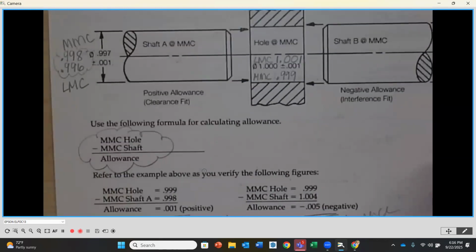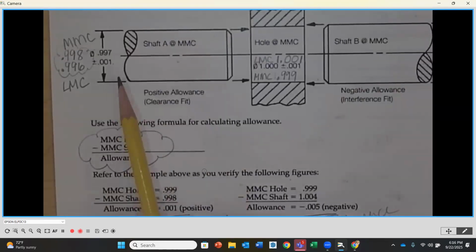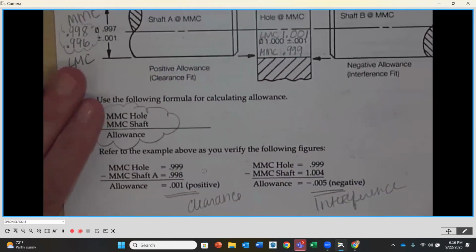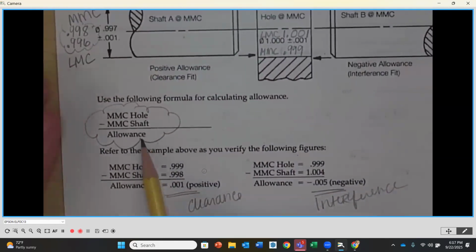So now let's look at these numbers. We're going to compare the size of this shaft compared to the size of the hole, and we're going to determine, is this a clearance or an interference fit? What is the allowance? If we end up with a positive value, clearance. If we end up with a negative value, it's going to be interference. Now, they do the numbers down here for us, but the standard equation is the MMC size of the hole or the internal feature minus the MMC size of the shaft or the external feature.